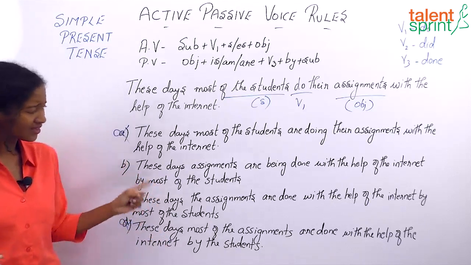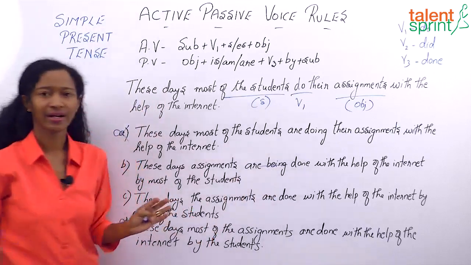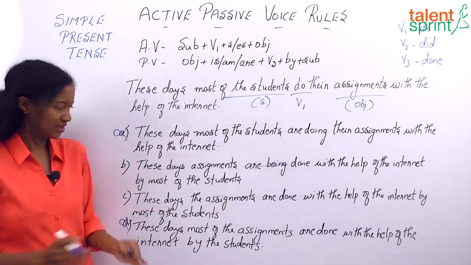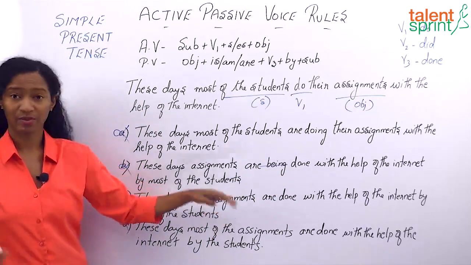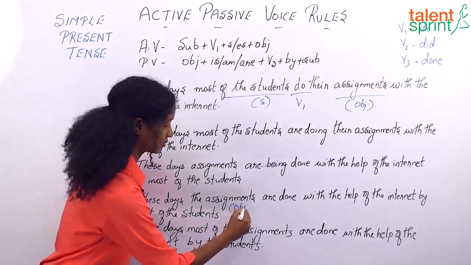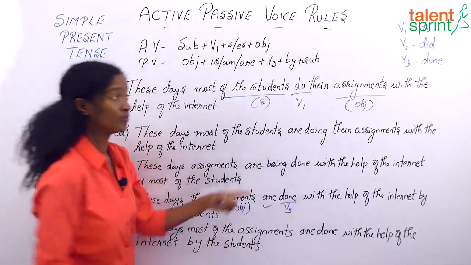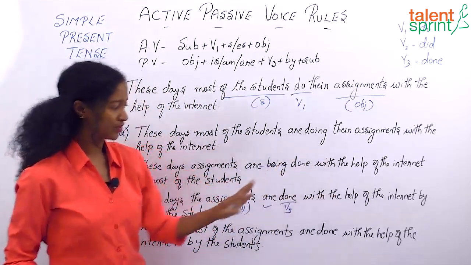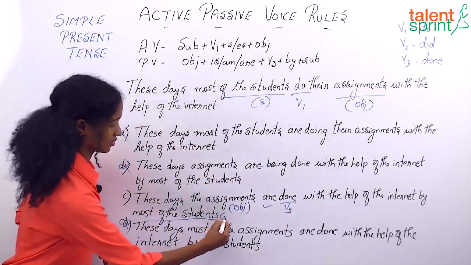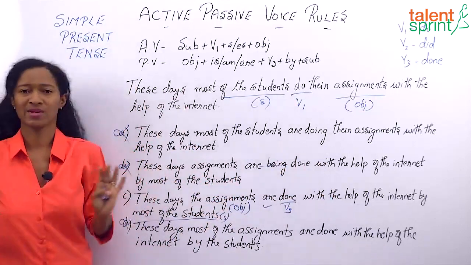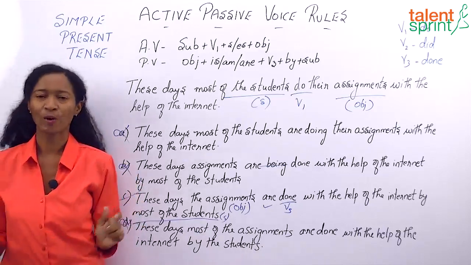Let's look at it. These days, assignments are being done. I don't need this being, right? It's not a continuous tense. We're talking about simple present tense, out. That leaves us with option C. These days, the assignments, which is my object right here, are, that's the form I need, done, verb 3, that's also there, with the help of the internet by most of the students. By, and then I have my subject, right? Does it meet the form? Yes, it meets the form, and this is our answer option, option C.